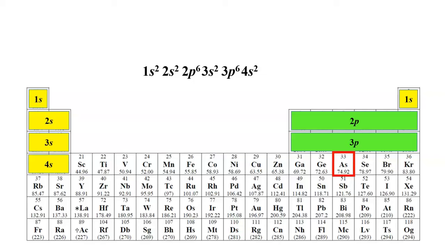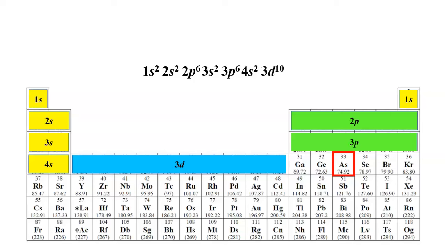4s2 is followed by 3d10, and then finally 4p3 would get me to the element arsenic. So that is the complete electron configuration.